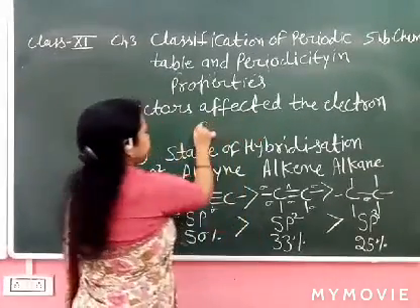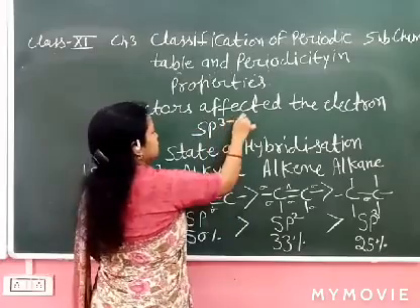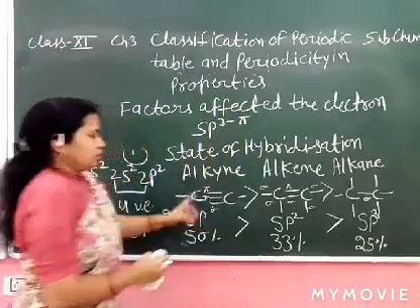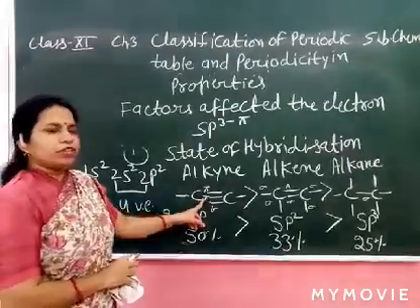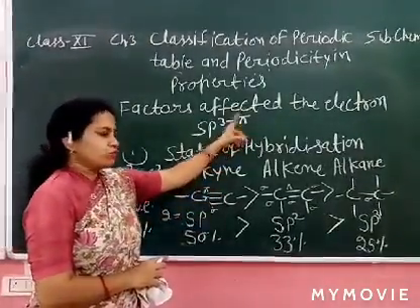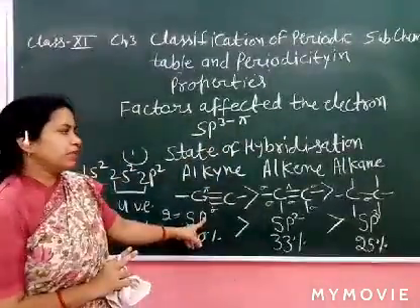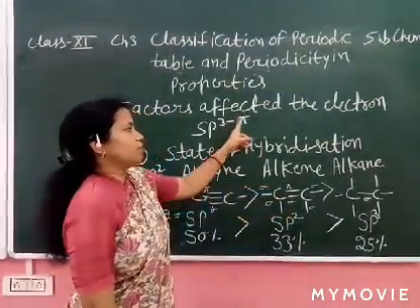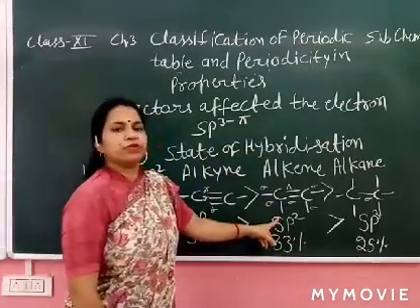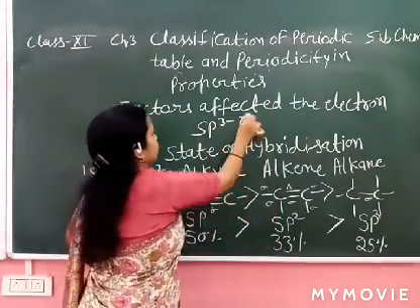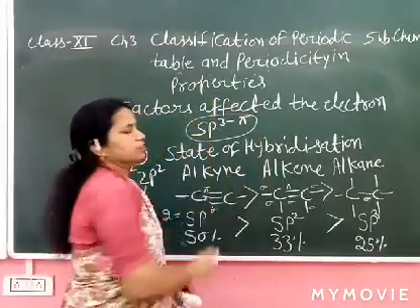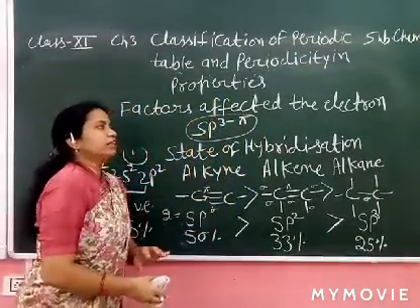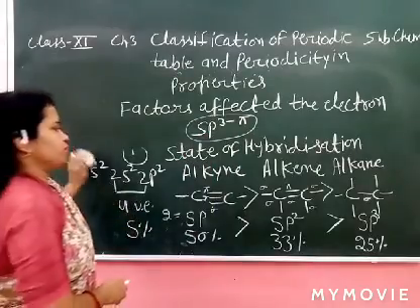sp3 minus pi bond. There are 2 pi bonds. So sp3 minus 2, the answer is sp. There is 1 pi bond: sp3 minus 1 gives sp2. This is the general formula for organic chemistry. We consider only organic chemistry hybridization.